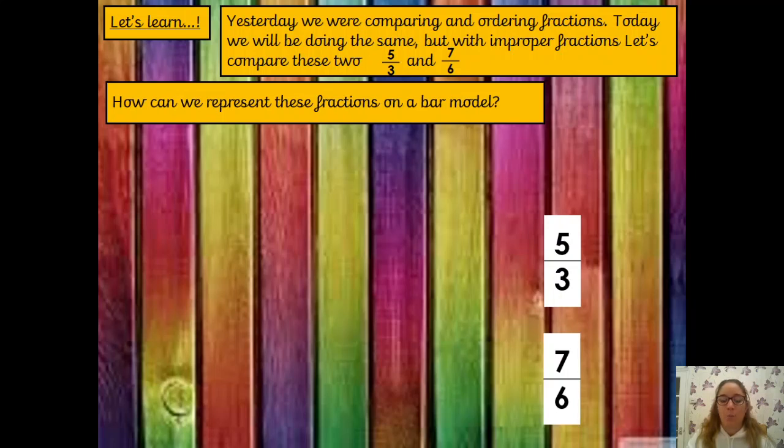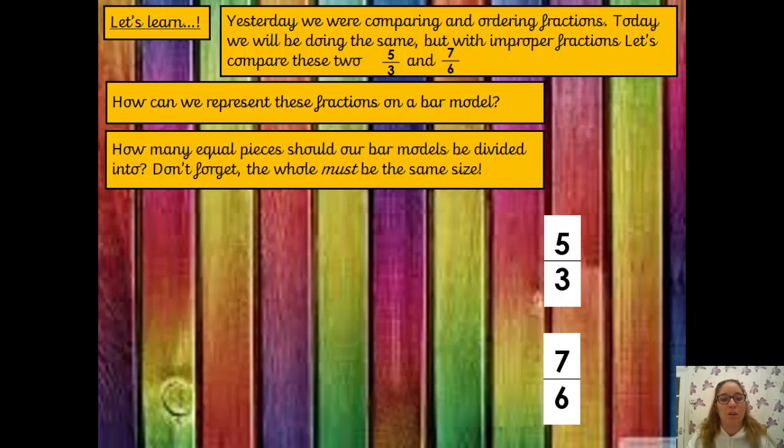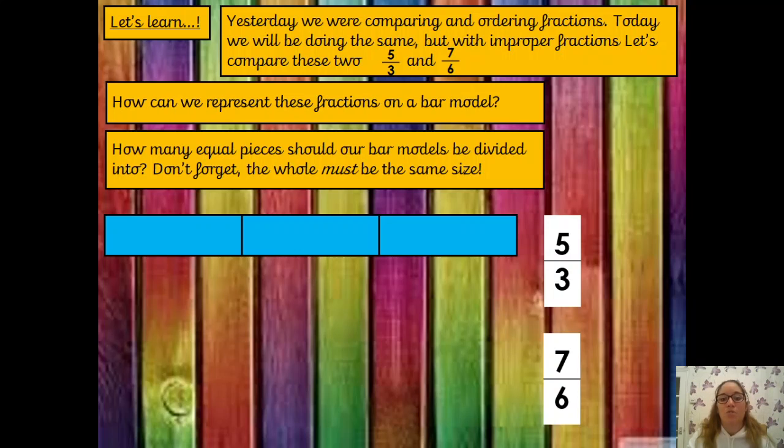You've done practising of this yesterday, so you should all be okay with this now because we've done quite a bit of the bar model work with the fractions. So how many equal pieces should our bar models be divided into? If we think of the first fraction, 5/3, what should it be divided into? We're looking at our denominator to see how many equal parts, and it is 3.